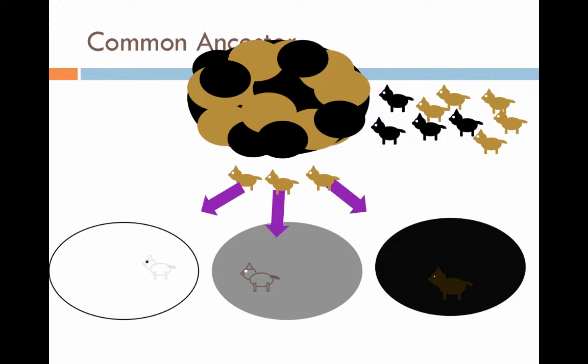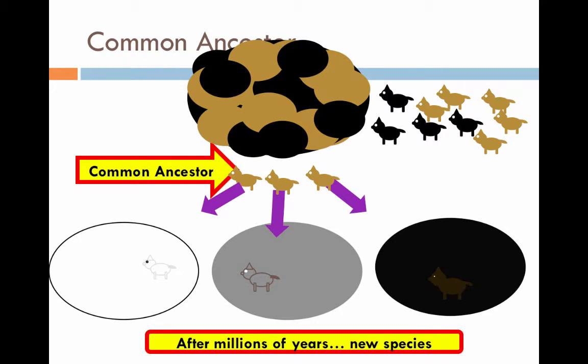The original population is called the common ancestor because all of the new species share this ancestor. It's like their great times a million grandfather. This shows speciation, the creation of new species. They were geographically separated. They were physically separated for millions of years, and they become so different that they can no longer interbreed, and therefore they're considered different species.